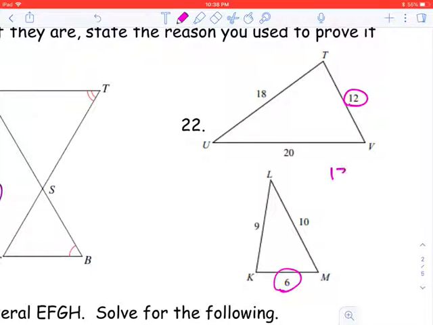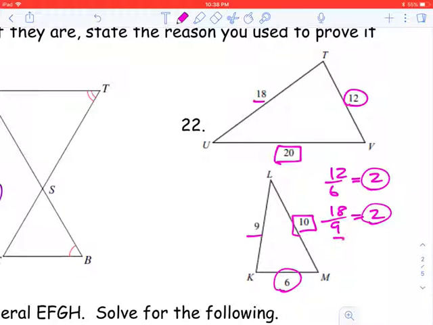Okay, 12 over 6, clearly that reduces to 2 over 1. Okay, so this next smallest, 18 over 9. 18 over 9 is again 2. And then finally, 20 over 10. 20 over 10 is also 2. So those are similar. Now, here's the tough part, is getting the correct order.